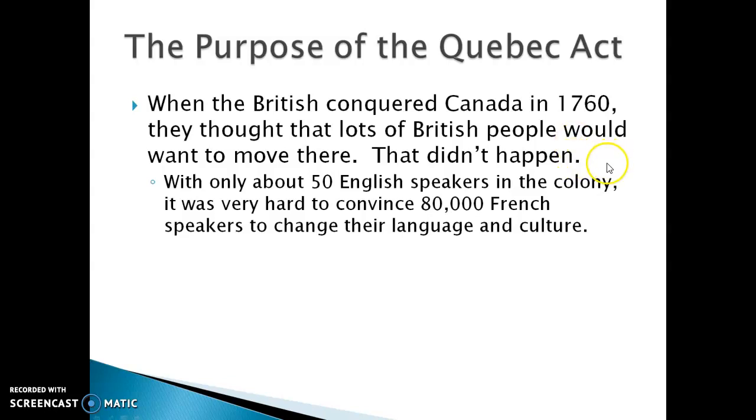In 1763, all the British soldiers that were in Canada went home. And what that meant was that there was now only about 50 English-speaking people in the colony. And when you've only got 50 English-speaking people in the colony, it's pretty hard to talk 80,000 French-speaking people into changing their language and culture.